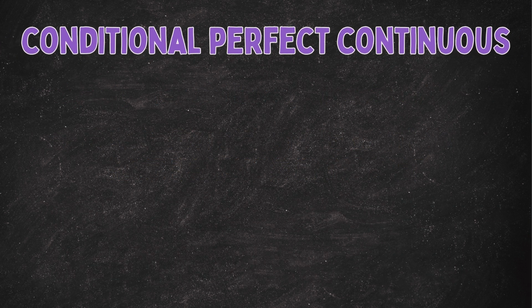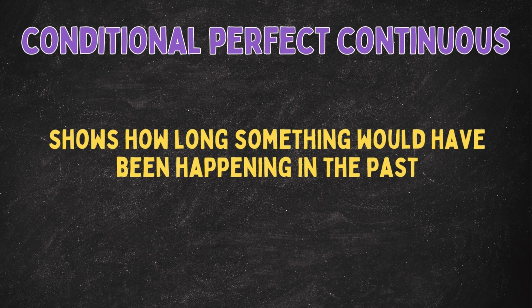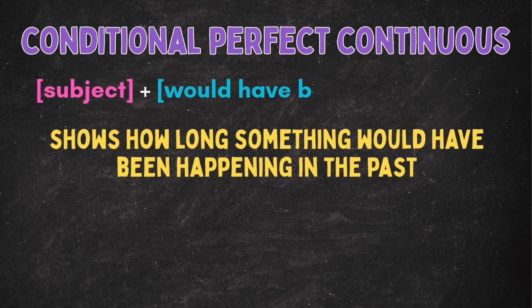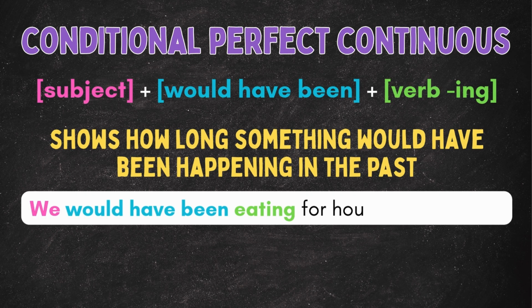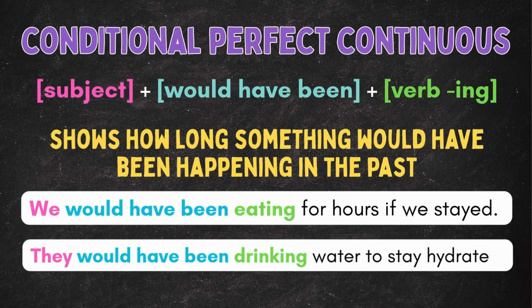Conditional perfect continuous. The conditional perfect continuous shows how long something would have been happening in the past. The sentence structure consists of subject plus would have been plus verb with ing. For example, we would have been eating for hours if we stayed. They would have been drinking water to stay hydrated.